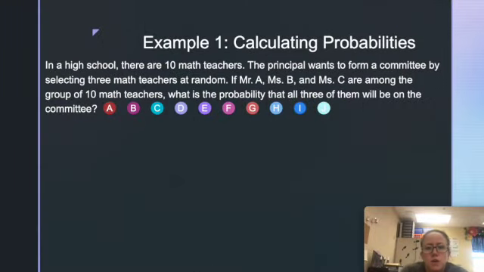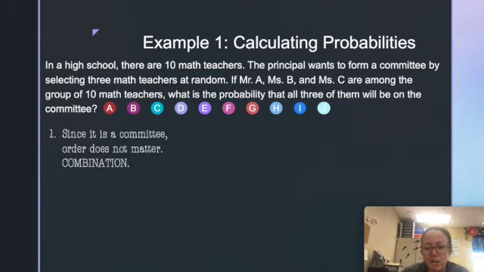Okay, so let's look at our example here. We have 10 math teachers in high school. The principal wants to form a committee by selecting 3 of them at random. We're just going to call them Mr. A, Miss B, and Miss C. Of the group of 10 math teachers, what is the probability that all 3 of them will be on the committee? Okay, so I kind of give you a visual there. Notice there are 10 teachers, so the circles there. So what is the probability that A, B, and C are selected?